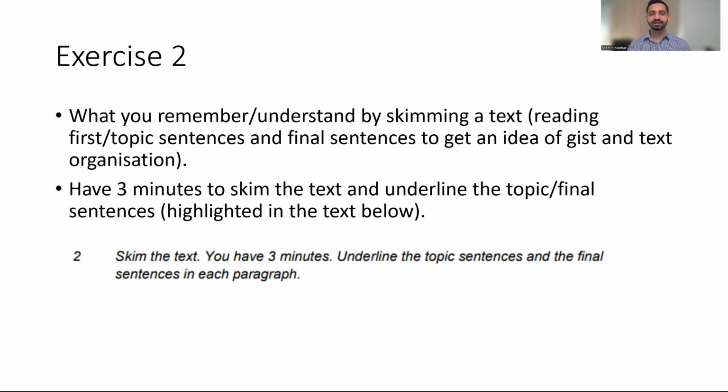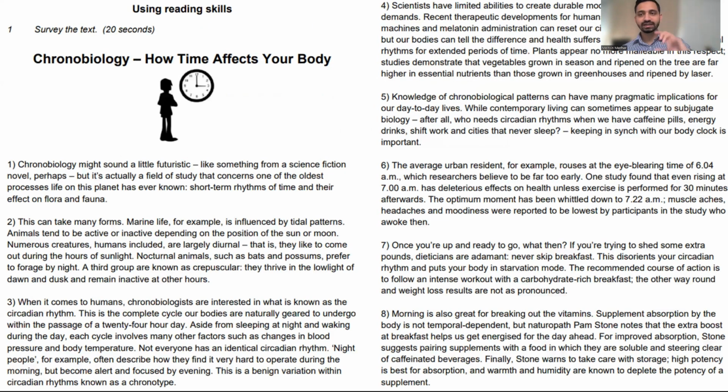What do you remember, understand by skimming the text? Now, what is skimming the text? Reading the first topic sentence and final sentences to get an idea of the gist and the text organization. So you have 3 minutes to skim the text and underline the topic and final sentences highlighted in the text. Now that you're going to do the skimming activity, you're going to read the first sentence, read the last sentence, and understand what the topic is about. Get a sense of it, get the gist of the whole paragraph.